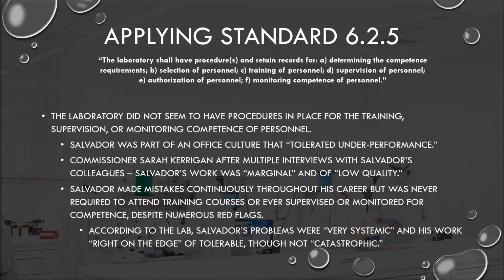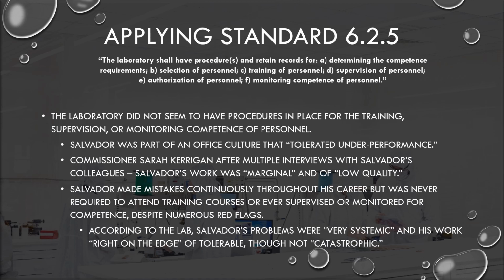Now for standard 6.2.5, it did seem that the laboratory didn't have any procedures in place for training, supervising, or monitoring competence of their personnel. Salvador was part of an office culture that just tolerated underperformance. After interviewing multiple colleagues of Salvador, Commissioner Sarah Kerrigan noted that Salvador's work was just marginal and of low quality. He made multiple mistakes throughout his career, but was never required to attend training courses or ever supervised or monitored for competence, despite numerous red flags. And according to the lab, Salvador's problems were very systemic and his work was right on the edge of tolerable, though not catastrophic.